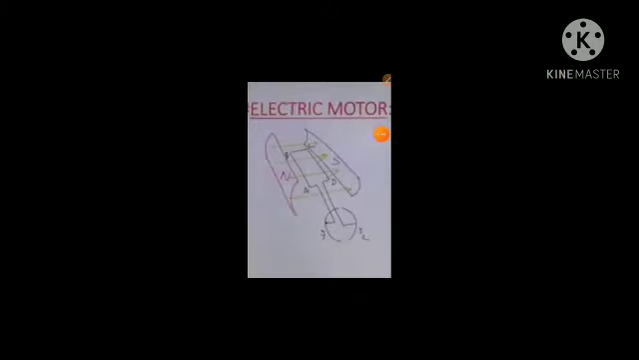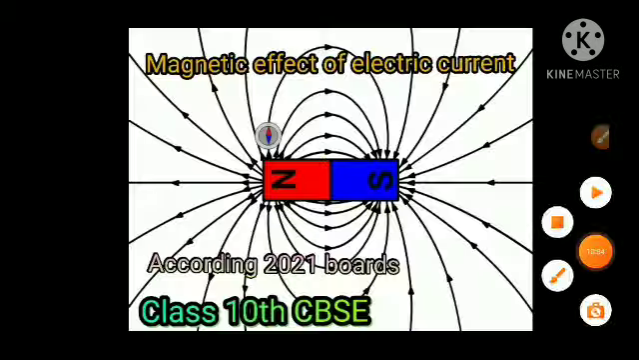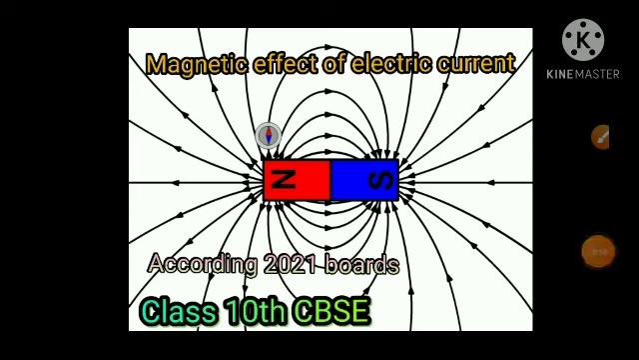Actually the electric motor looks like this. You can see the electric motor looks like this, only the directions are changed. So I hope you are understanding the construction of the electric motor.